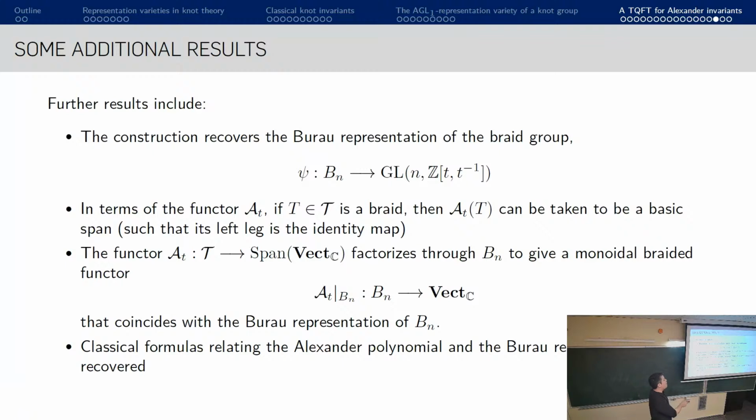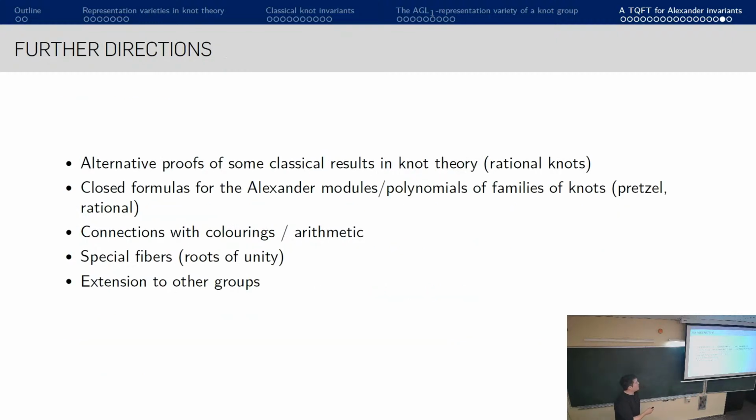And there's a formula for the Alexander polynomial connecting the Burau representation and braids. We recover that formula from our functor. And basically, from this, we're working on several things. We're proving some classical results using our functor. We're working out closed formulas using the TQFT for the Alexander modules and polynomials of families of knots.